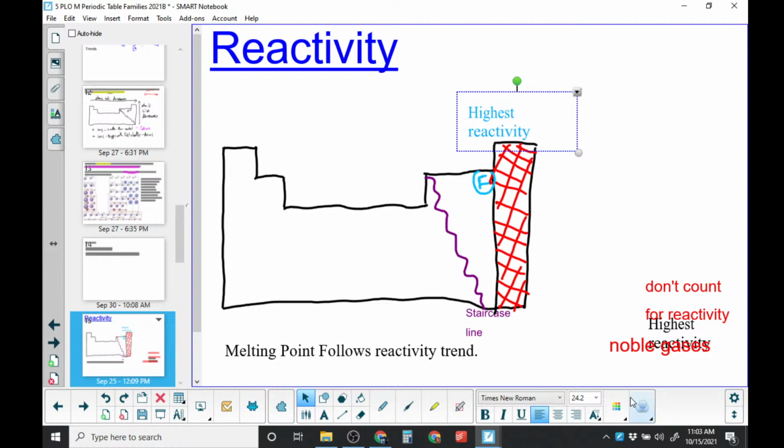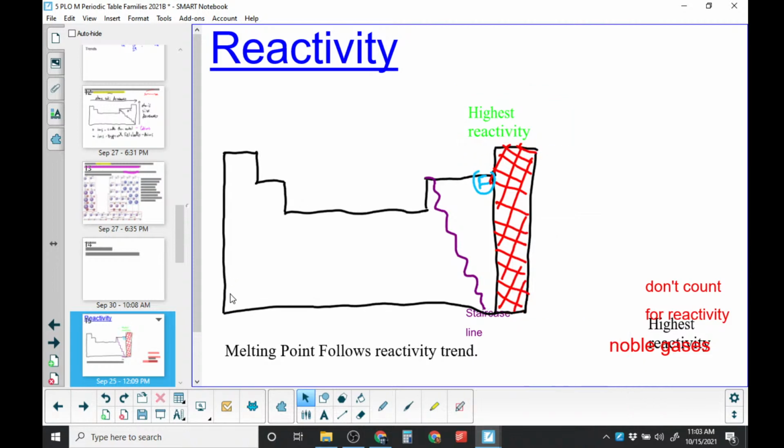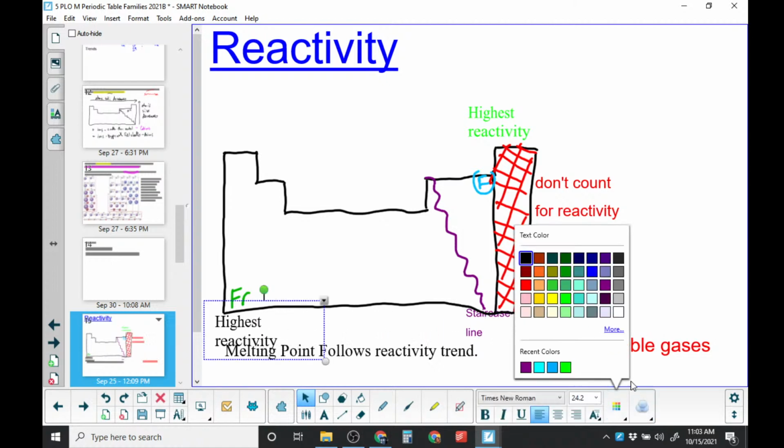Francium. Excellent. No, but we did lithium, sodium, potassium. It would be great if we did francium. So we have francium down here, which also has the highest reactivity. Don't count those for reactivity. Highest reactivity. And let's make it green as well.